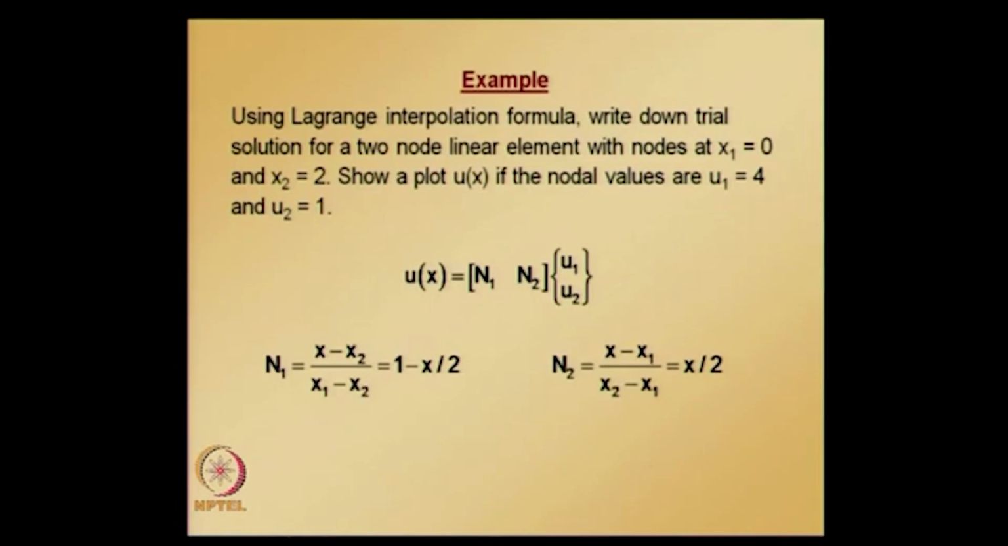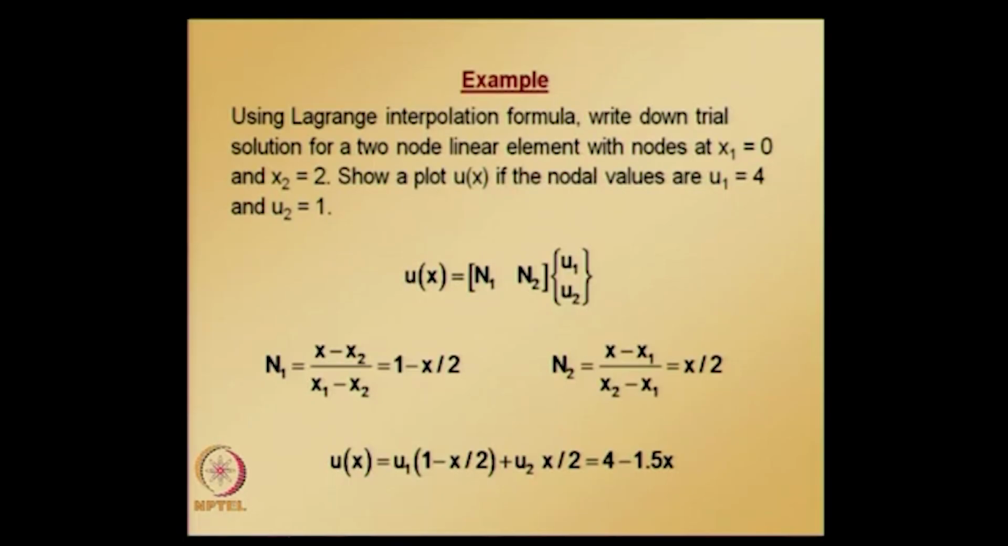You can check these expressions for N1 and N2 with the expressions that you already looked at when we derived them starting with a polynomial a0 plus a1x. You can notice that these N1 N2 expressions that we got using the Lagrange interpolation formula are identical to what you already have starting with a linear polynomial. So, these are the N1 N2 values. So, the trial solution is u1 times N1 plus u2 times N2, with both substituted, and once we simplify, it turns out that this is equal to 4 minus 1.5 times x.